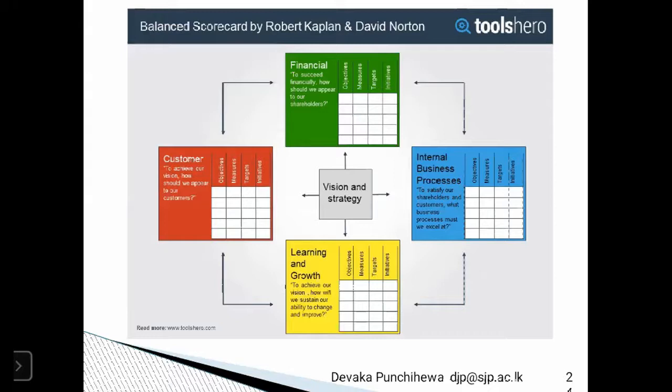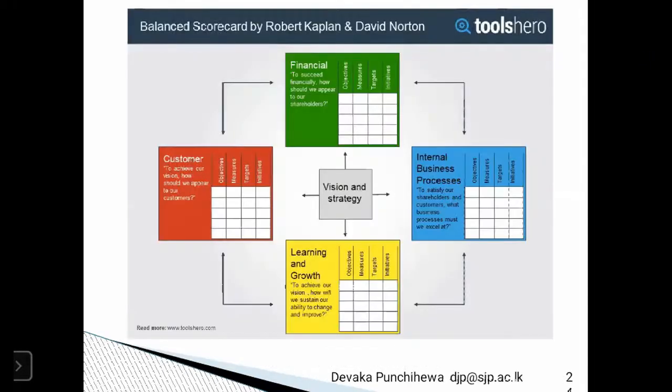Here you can see we have the vision and the strategy. That's the core requirement for any organization. Your vision and strategy will communicate to all the employees what they should do. So when it comes to the financial indicators, measures: to succeed financially, how should we appear to our shareholders? For that, we have objectives, measures, targets, and initiatives.